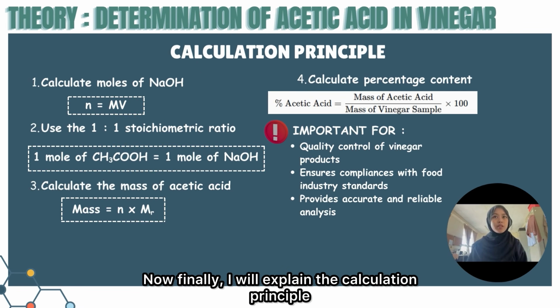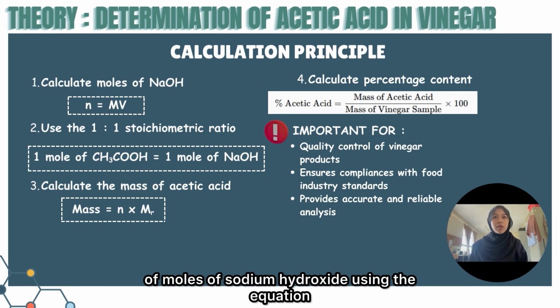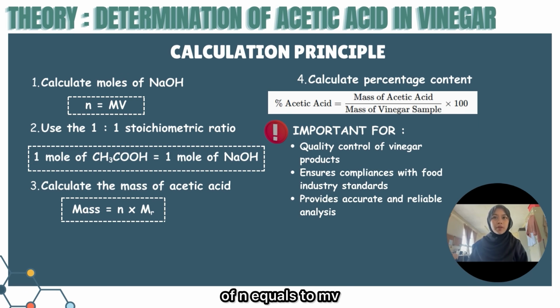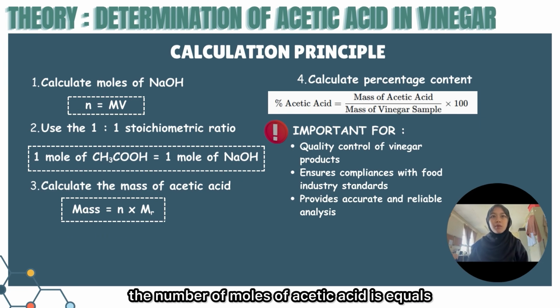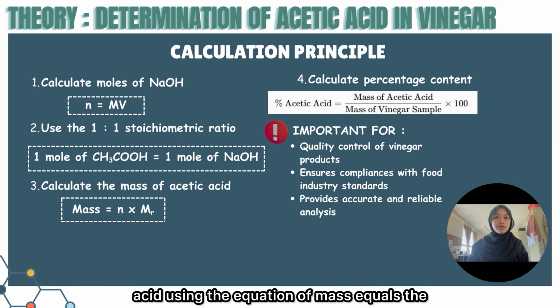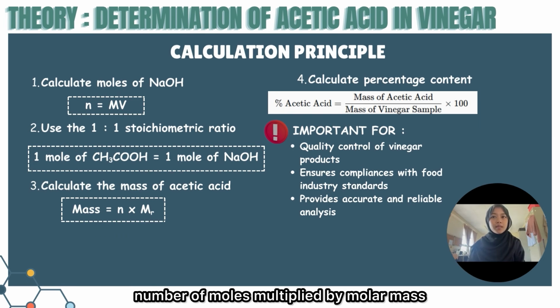Finally, I will explain the calculation principle. The first step is to calculate the number of moles of sodium hydroxide using the equation n equals MV. Next, because the reaction has a 1-to-1 stoichiometric ratio, the number of moles of acetic acid is equal to the number of moles of sodium hydroxide. After that, we calculate the mass of acetic acid using the equation mass equals the number of moles multiplied by molar mass. Finally, the percentage content of acetic acid is calculated by dividing the mass of acetic acid by the mass of the vinegar sample and multiplying by 100.